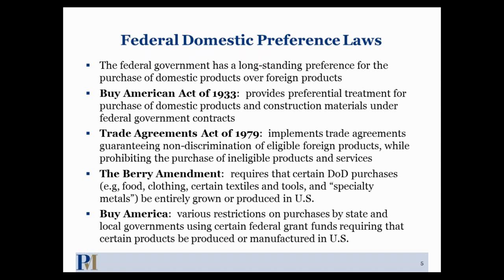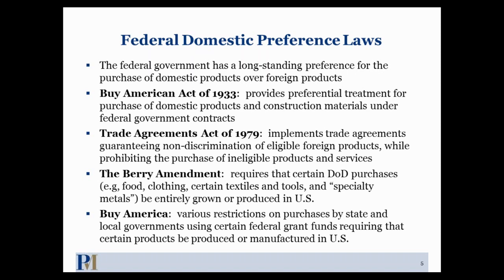The biggie is the Buy American Act of 1933, which is written as a restriction, but essentially it provides preferential treatment for the purchase of domestic products and construction materials under federal government prime contracts. Then we have the Trade Agreements Act of 1979, which implements trade agreements guaranteeing non-discrimination of eligible foreign products and essentially treating those foreign products as domestic products while prohibiting the purchase of ineligible products and services. So those are the two that we're going to do a deeper dive in today.